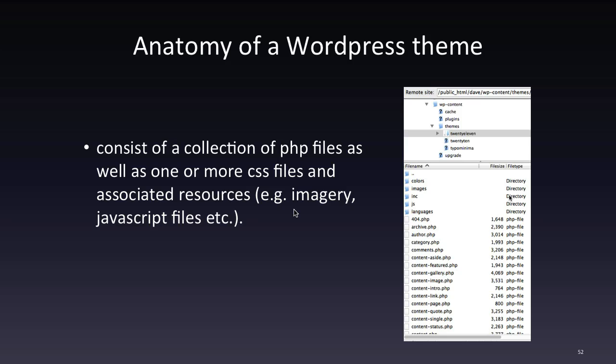A WordPress theme simply consists of a collection of PHP files and CSS files, and then associated resources like imagery and JavaScript files. Essentially the theme itself you can almost view as its own little PHP application that exists within the wider WordPress framework. So WordPress will load up, and then it loads up the theme, and it's the theme code in there that handles the outputting of the content and the layout and all of that stuff.